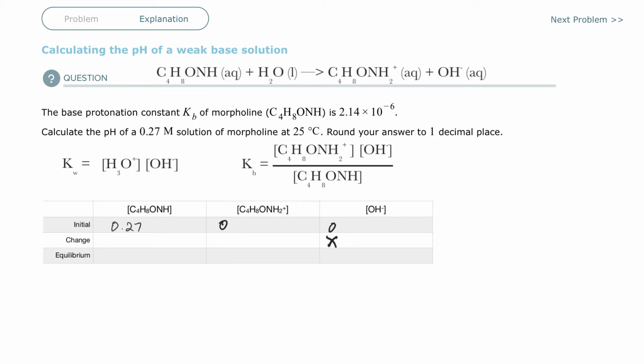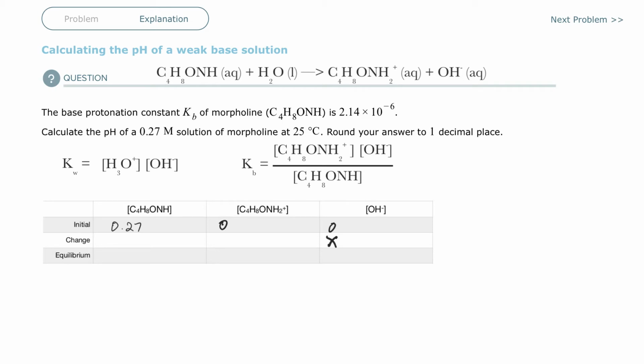So because of this, as soon as I get X, I know that X is hydroxide. This is a 1-to-1 relationship with this guy. This is also X. Because if this is X, this is going to be X. This, since it's 1-to-1, and since this is 1-to-1, this is also X, but it's on the other side of the arrow, so this is going to be negative X.